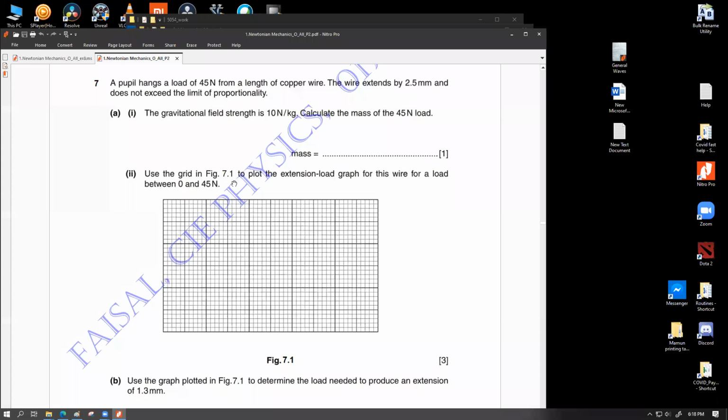Using the grid in figure 7.1 to plot the extension load graph for this wire for a load between 0 and 45 Newton. So we are trying to plot an extension load graph, which means extension comes on the y-axis and load comes on the x-axis. Let's take out this portion and attempt to draw this graph.